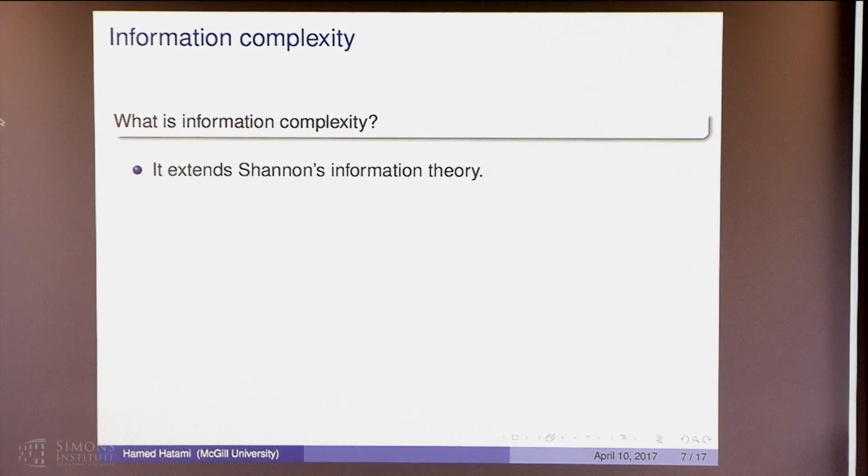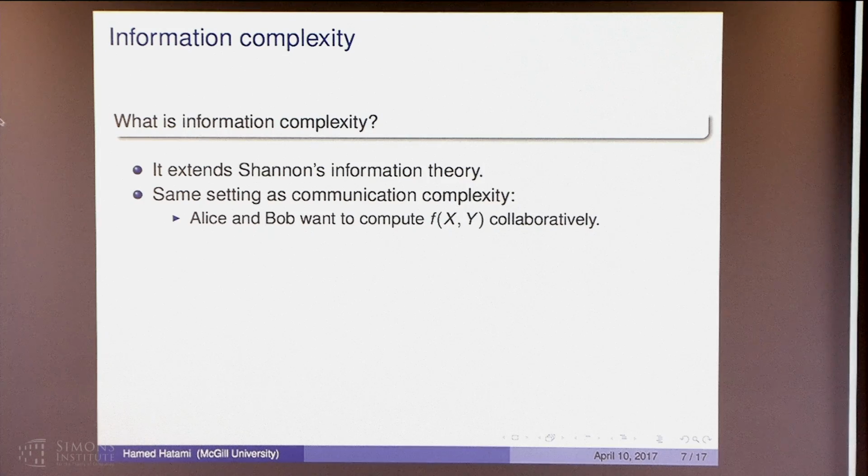Now, something more recent, information complexity. This is an extension of Shannon's information theory, in the setting of communication complexity. The setting is exactly the same. They want to collaboratively compute f of x, y. But now they don't care about the amount of communication. They can talk as much as they want, exchange as many bits as they want. But what we are interested in is how much information they are revealing by communicating. This is what is called information cost.